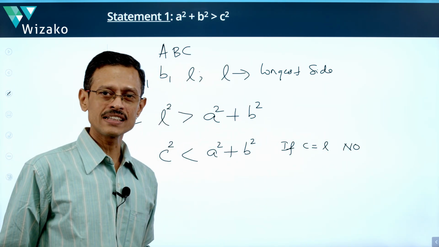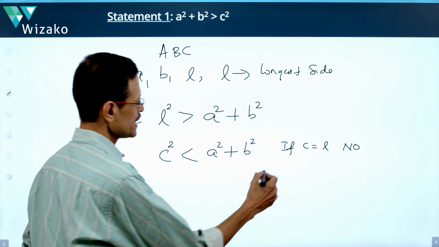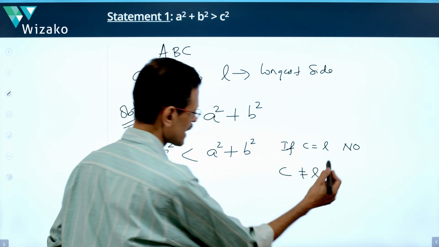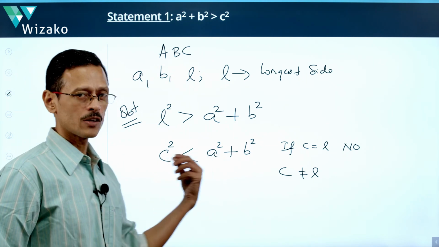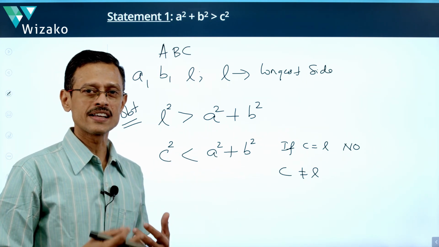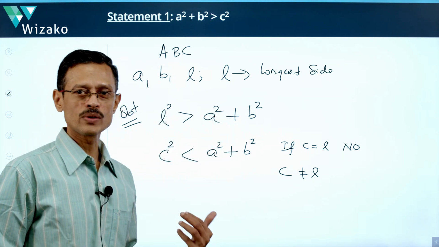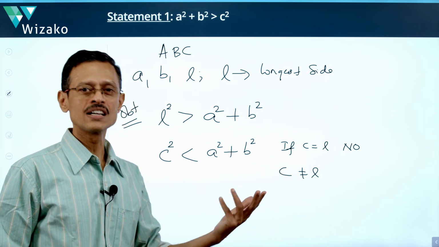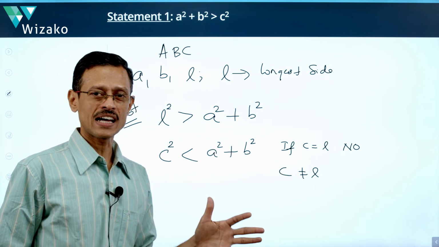But is C the longest side? We do not know. C need not be the longest side. In that case, we do not know which of A or B is the longest side and what inequality it satisfies. Does it satisfy the longest side square is greater than the sum of the squares of the other two sides, or equal or less than, is left unsaid.